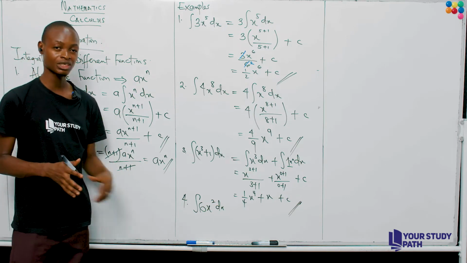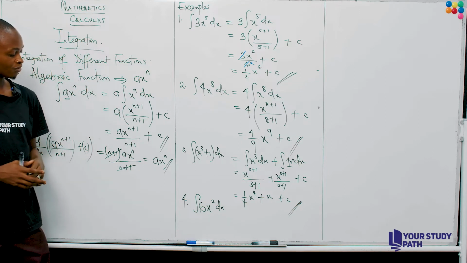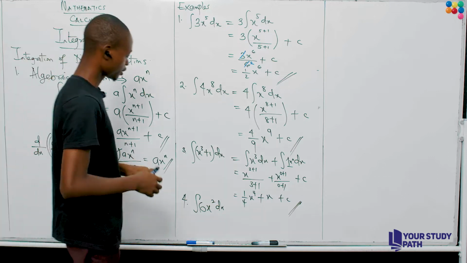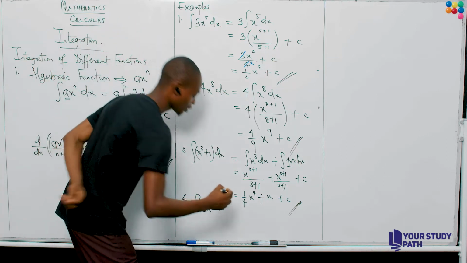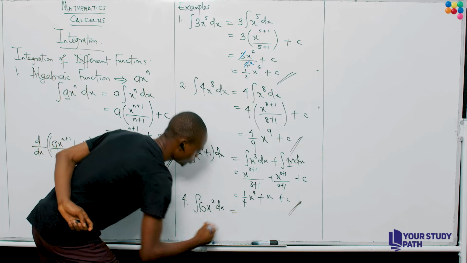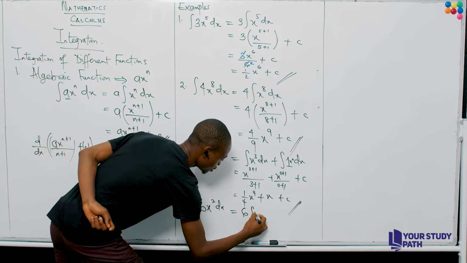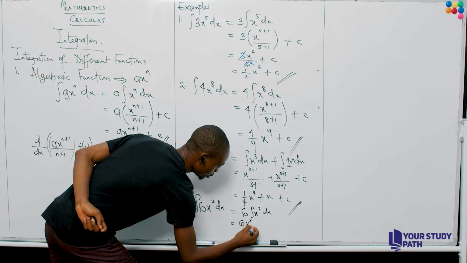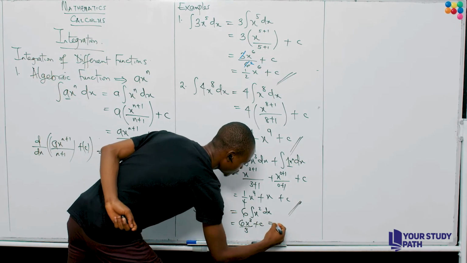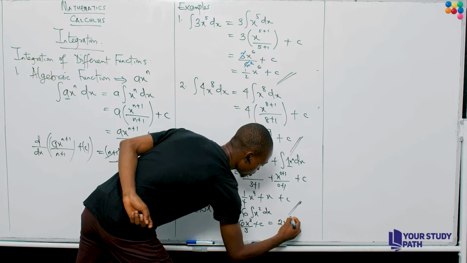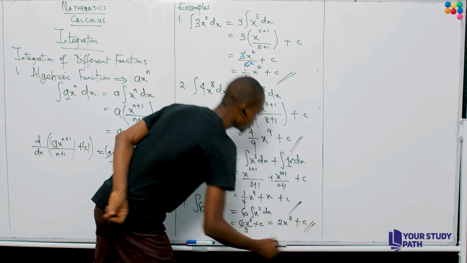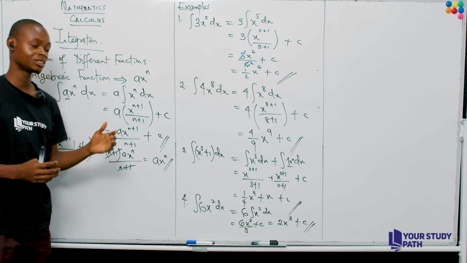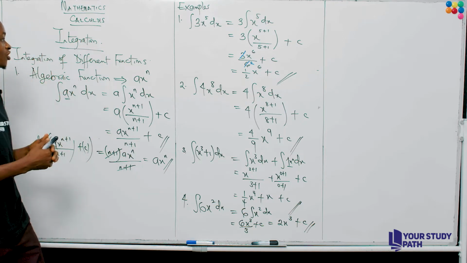Yes, so at this point, I believe you should be able to have gotten a solution for this question. Great, so let's continue. So here again, this is simply just going to bring out the 6x squared dx. So you have this as 6x cubed divided by 3 plus c, which is the same thing as what? 2x raised to power 3 plus c. And that will be all. So this is how we carry out integrations of the algebraic function.